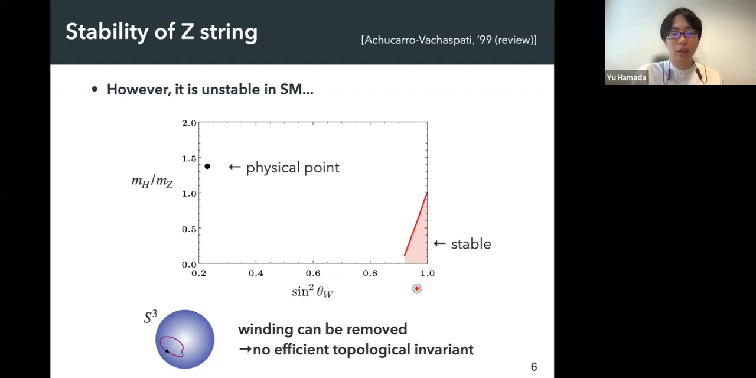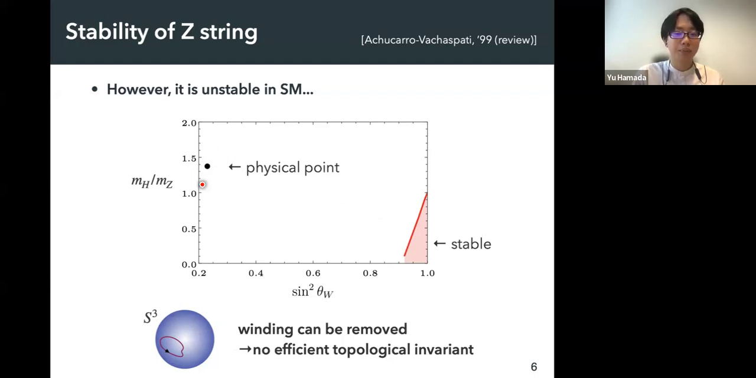Here the horizontal axis corresponds to the Weinberg angle of the standard model, and the vertical axis corresponds to the ratio between the standard model Higgs boson mass and the Z boson mass. This study says that in this region, the Z string can be stable. However, we know the correct Weinberg angle, Higgs boson mass and Z boson mass, and the measured physical point is here, far from the stable region. So this means that with realistic model parameters in the standard model, the Z string is not stable.